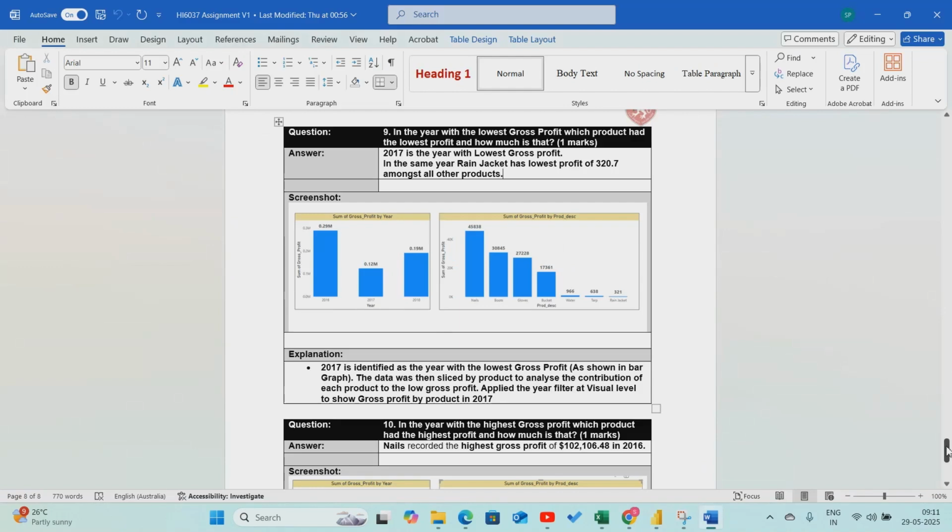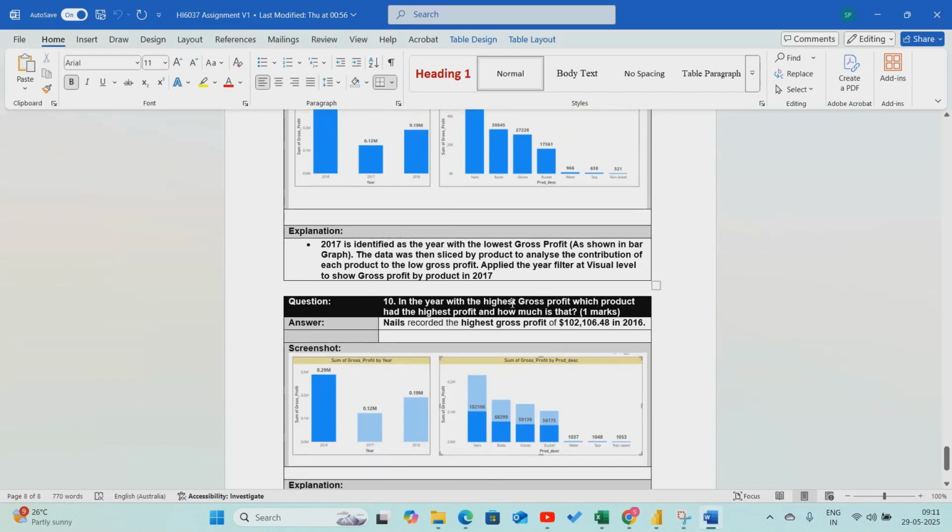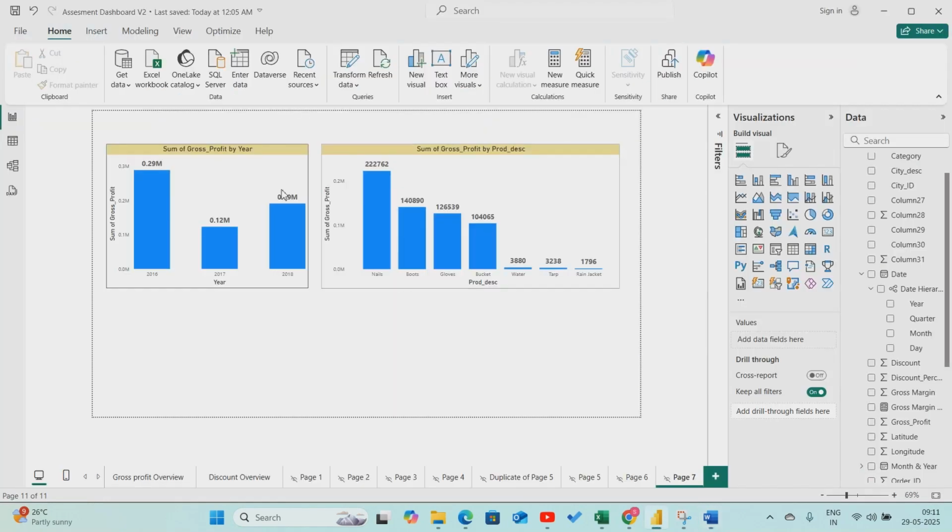The last question is also around the gross profit, but the question is in which year it was highest and because of which product. So here we can see 2016 had the highest gross profit, around $288,000, and here you will see nails is the product category, or product basically, contributing the maximum with $102,000. So that is the answer to the last question.